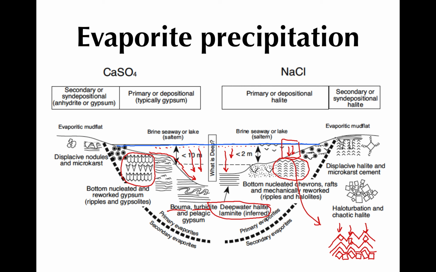Precipitation can also occur in the subsurface. So down beneath the surface of the sediment, you can have brines there as well that will continue to precipitate evaporite minerals, and a lot of times those minerals can grow and displace the sediment around them, and we call that displacive growth. And that displacive growth can actually deform layers of sediment that are already existing.